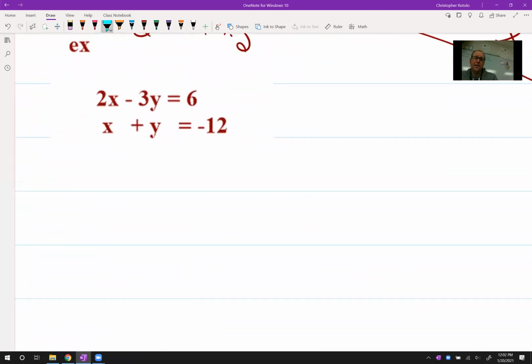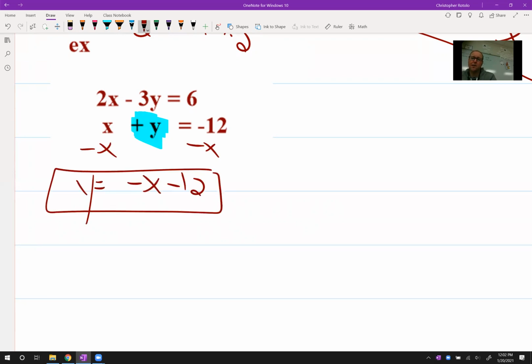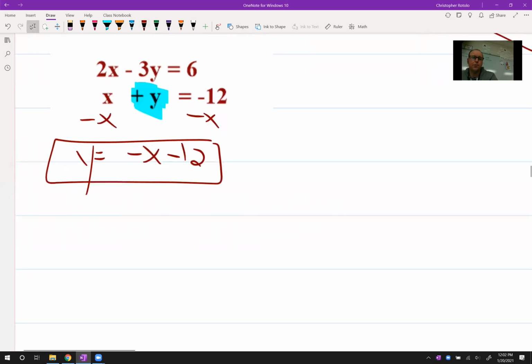Our focus now is, I give you this problem, what's the easiest variable to get by itself? And hopefully you're saying either x or y. I'll take either one. You guys are pretty used to getting y by itself, so I'm going to do that by subtracting x. So y equals negative x minus 12. That's pretty important. I'm going to box it up because I write all over the place, so I don't want to lose track of it.